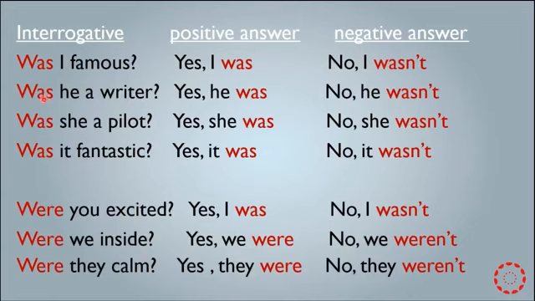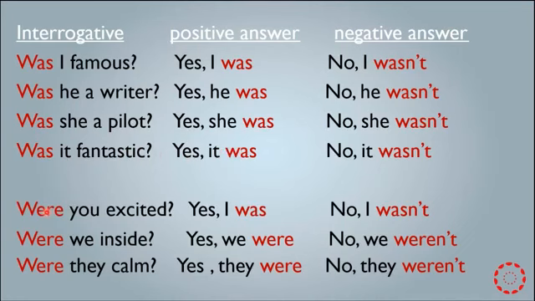Same. Was he a writer? Yes, he was. Change their place for the positive answer. Okay? Was she a pilot? Yes, she was. Why she? Because here we have she. Why was? Because we have was here. Okay? Was it fantastic? Yes, it was.